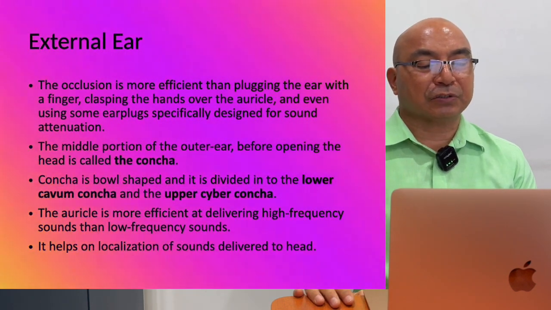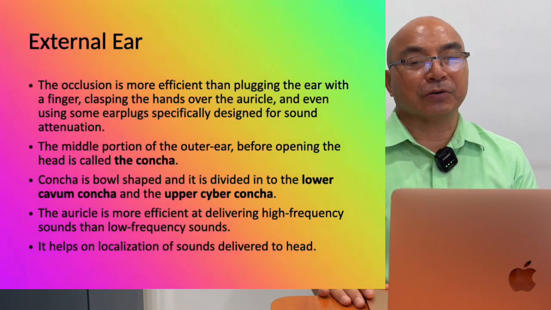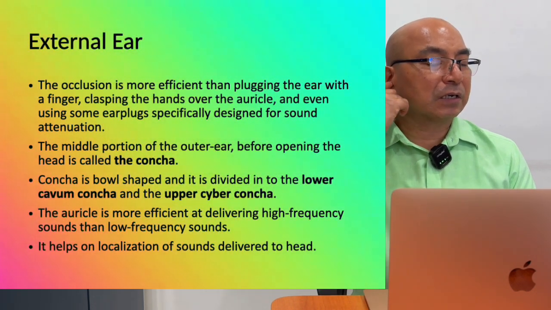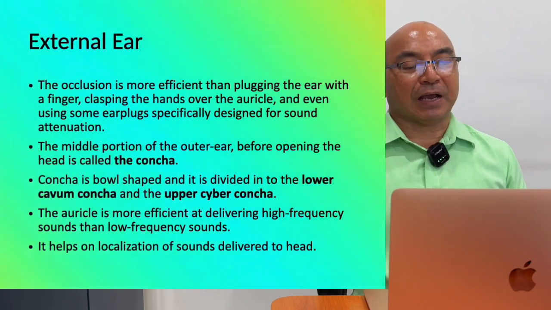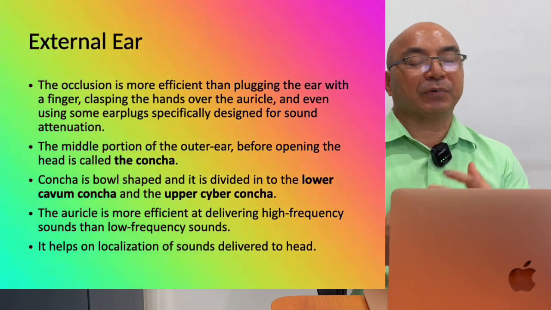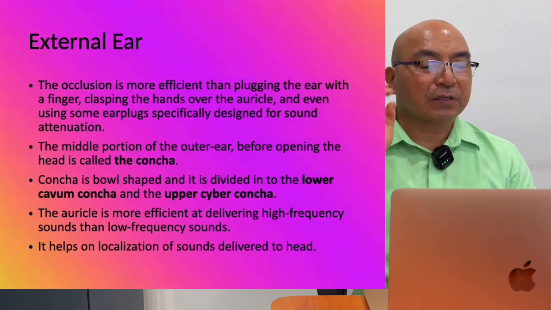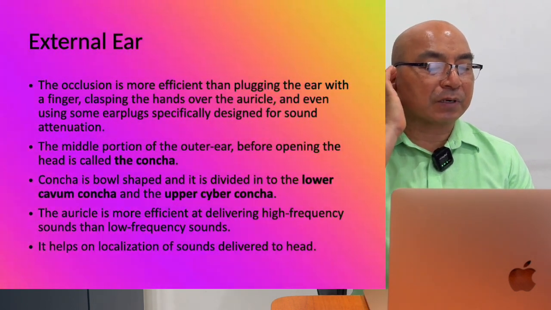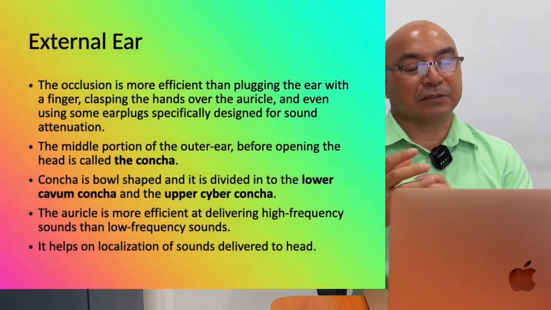Then the middle portion of the outer ear before opening the head is called the concha. So this cupped-out portion is called the concha. The concha is bowl-shaped and is divided into the lower cavum concha and the upper cymba concha. So the concha is divided into the lower cavum concha and the upper cymba concha.